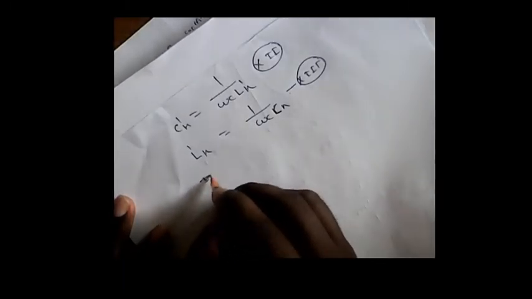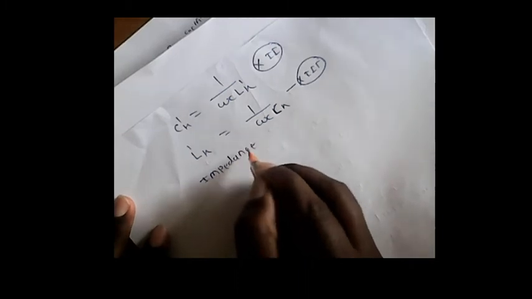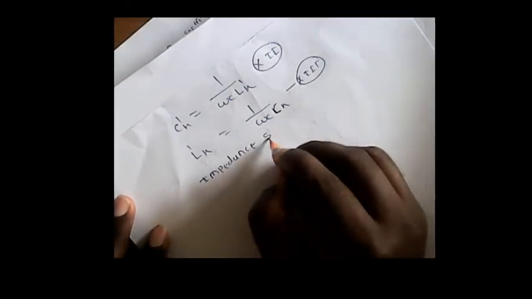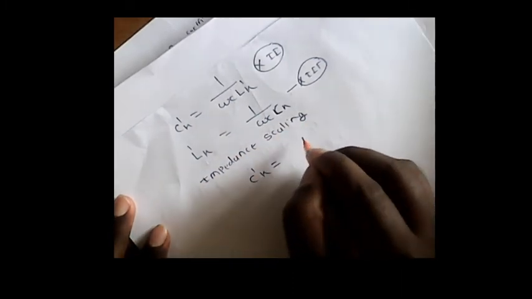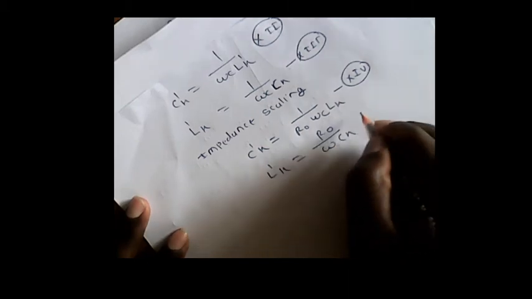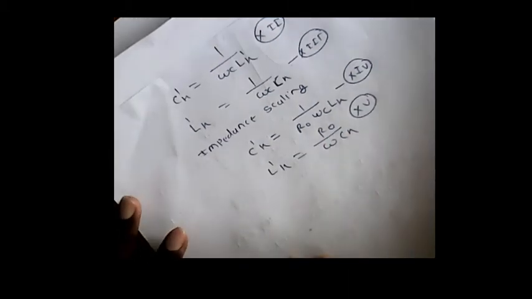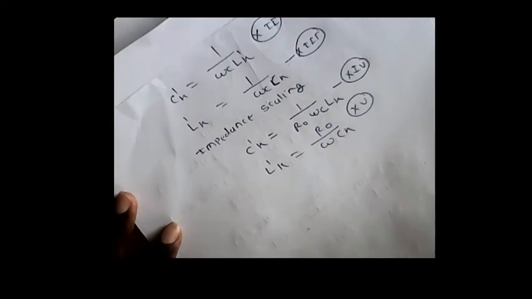Impedance scaling can be introduced. So in impedance scaling, the new Ck dash is 1 upon R0 omega c into Lk. This is equation number 14. And Lk dash is R0 divided by omega c into Ck. This is equation number 15. So this is the frequency transformation from low pass to high pass done.